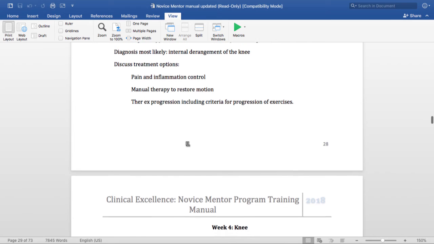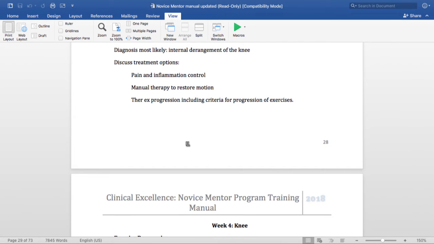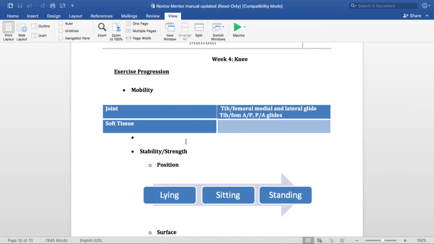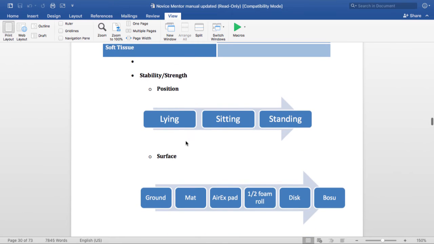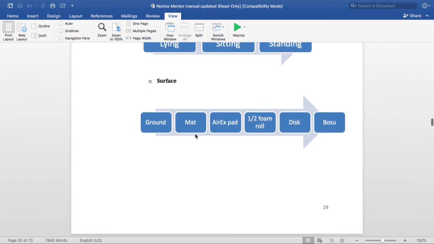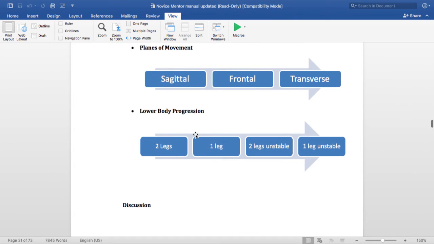Go over the special tests and have them practice each special test. From there, you're going to go over treatment options. Again, as we talked about early on: pain and inflammatory control, angiotherapy, Therex. If it becomes a mobility component, what kind of glides can we do? Practice AP, PA, maybe medial rotation, medial and lateral glides, etc. Go over any soft tissue techniques you find appropriate, and remind your student about stability and strength by position, through surface, through planes of motion, and then progress.